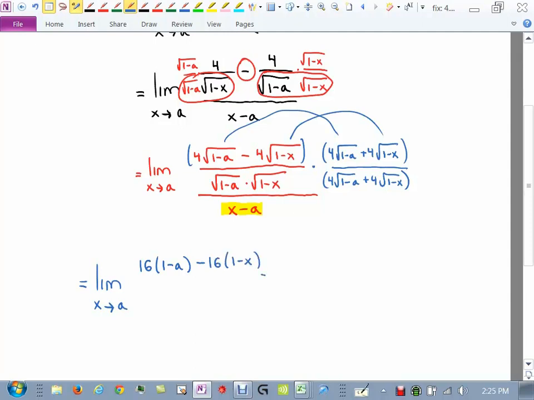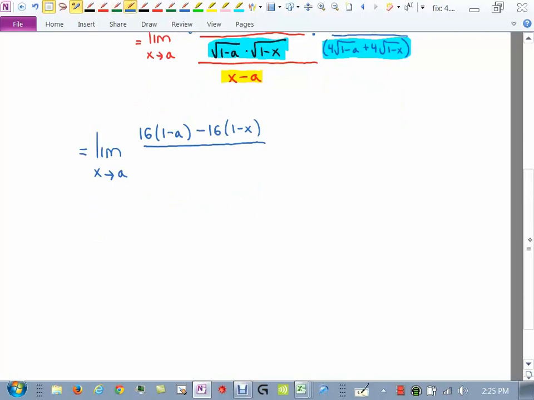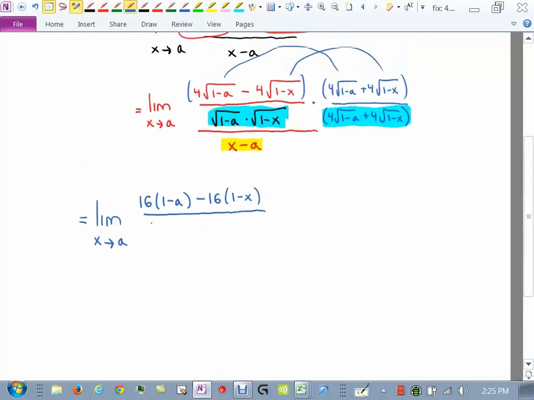All over this really, really nasty denominator, it's this times this. So I recommend that you just write that out. Don't try and multiply it out. Just write it out, because eventually that's just going to be sitting there. It's not going to cancel. So 1 minus a times root 1 minus x times, in parentheses, 4 root 1 minus a plus 4 root 1 minus x, and all of that over x minus a.